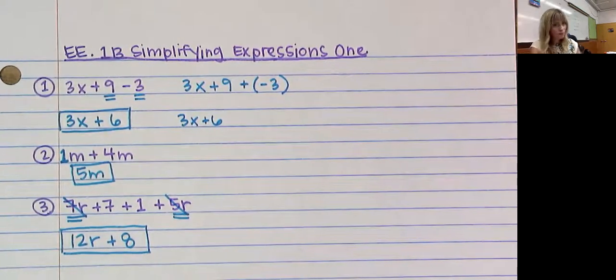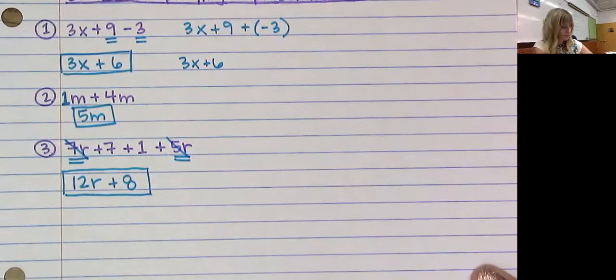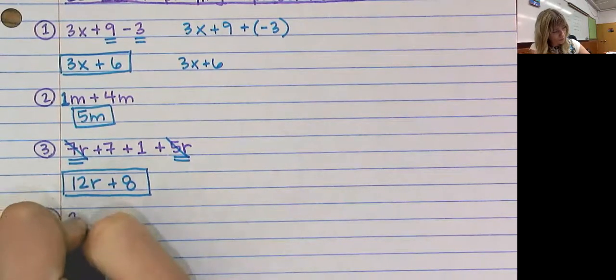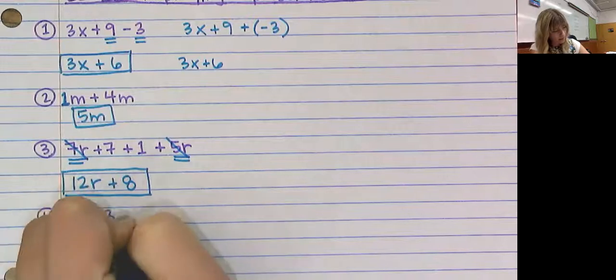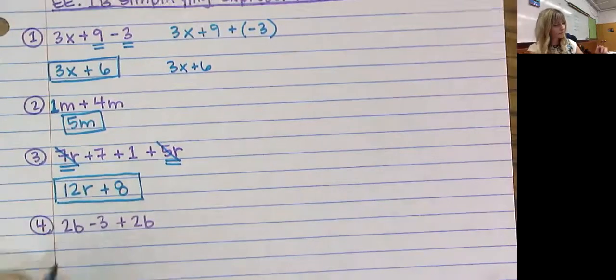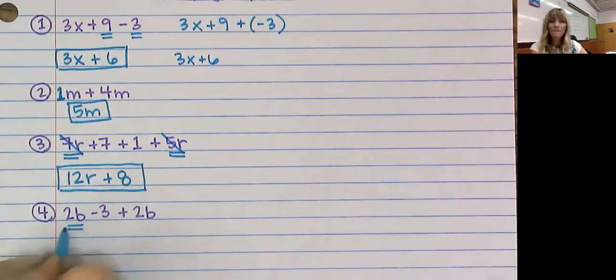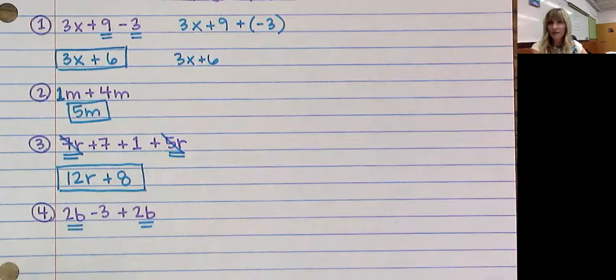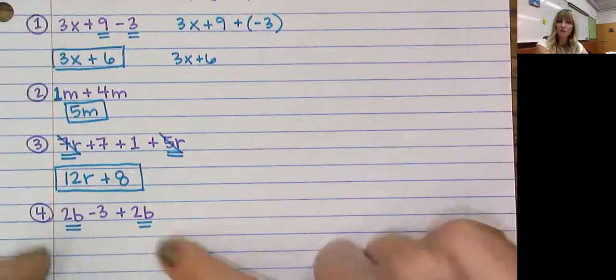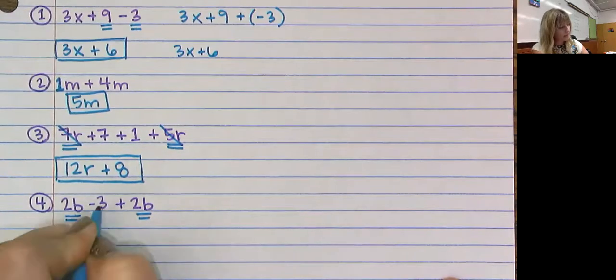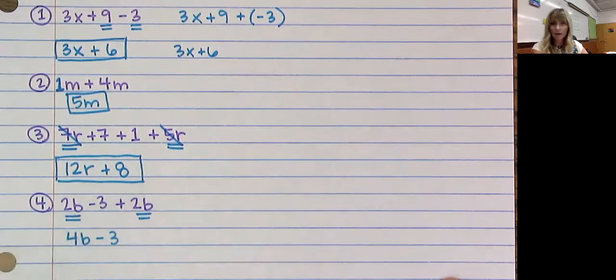All right, last one we're going to do together. Number 4. Number 4 says 2b minus 3 plus 2b. Oh, look at that. I have a positive 2b there and a positive 2b there. Is your brain processing that those are positives? So put them together and I get 4b, and nothing combines with that, so I just copy it.